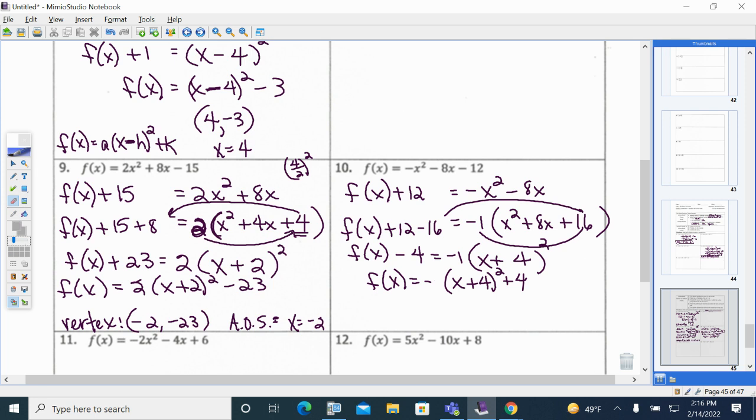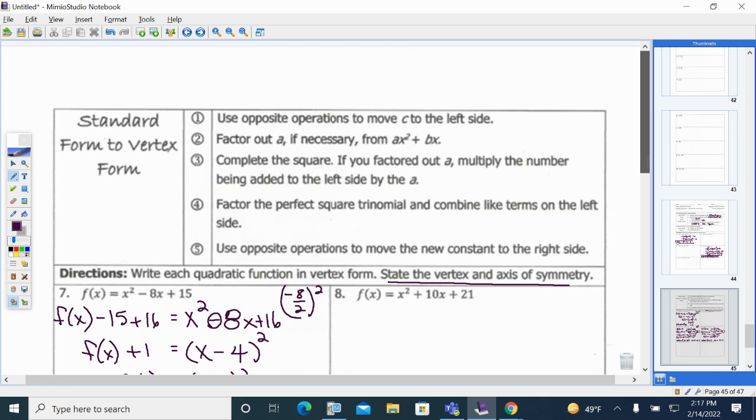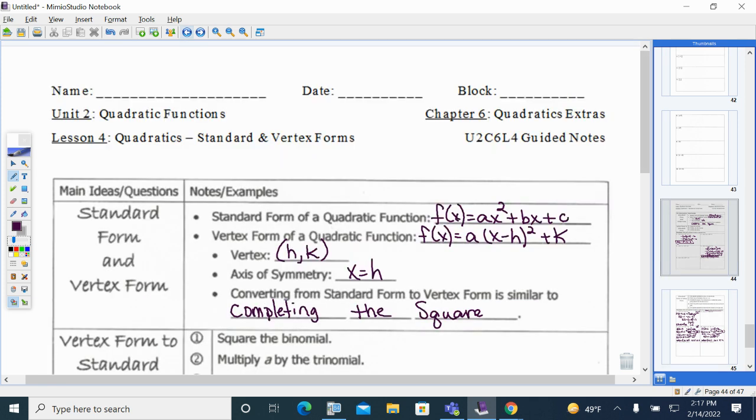There is a negative in front of that parentheses. And then your vertex is going to be (negative 4, 4). And your axis of symmetry is x equals negative 4. So those are your notes for lesson number 4, quadratics, standard and vertex form.